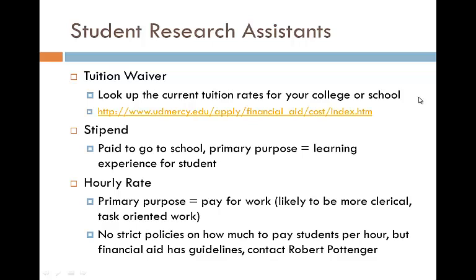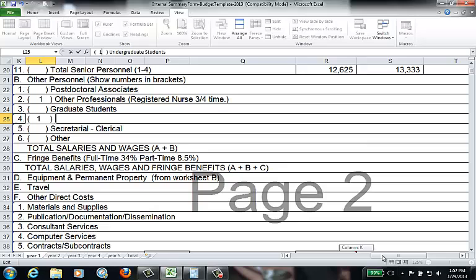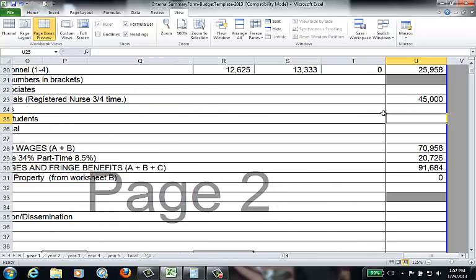We don't have any strict policies on how much to pay students per hour. Financial aid has guidelines. If you want to include one undergraduate student for $10 per hour for 20 hours a week for 40 weeks, this totals $8,000 and can be added under the undergraduate student line. This will calculate indirect costs, but no fringe benefits.